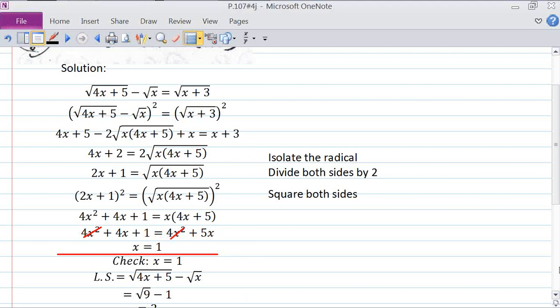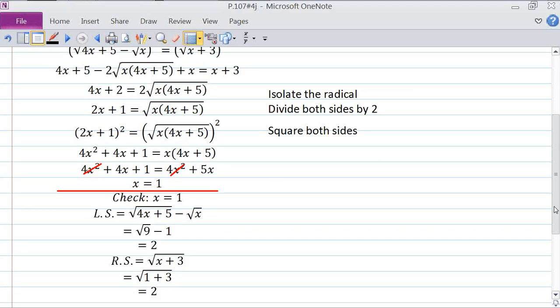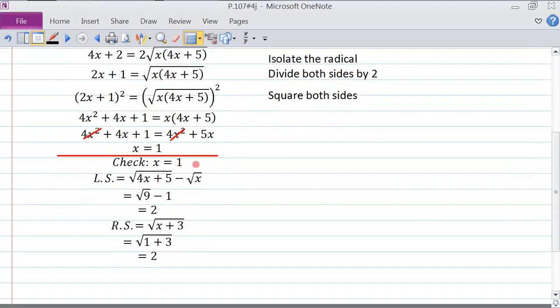I transpose the 4x from the left to the right, I'll have 5x minus 4x and 1 on there, so x equals 1. I go back and I check the solution x equal 1, put it into the left side. 4 times 1 is 4, plus 5 is 9, the root of 9 is 3, 3 minus 1 is 2. I put 1 into here. 1 plus 3 is the root of 4. Root of 4 is 2, so the left side equals the right side. So the solution x equals 1 is valid.